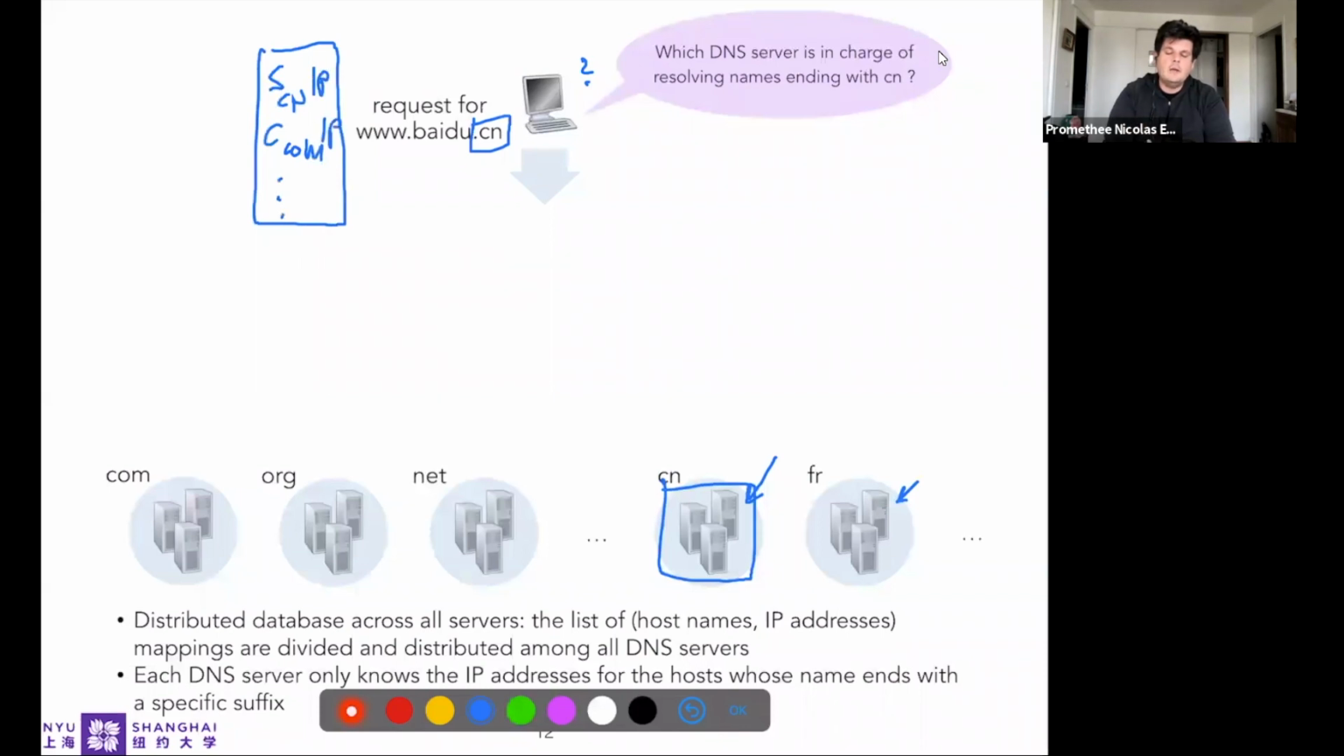So I check in the file and I say, okay, it's a .cn, who is in charge of CN? So why shouldn't we have this kind of file here? What is the problem of maintaining the list here?